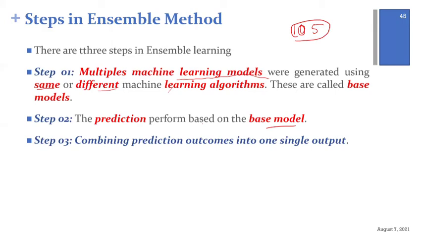So what is now the outcome of your prediction? It is those outcomes of the prediction that we are going to use in step 3 to combine prediction outcomes into one single output, which is going to be your final result. So these are the 3 steps that you should usually make use of when you are developing an ensemble model.